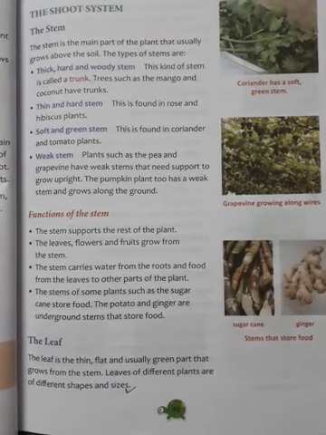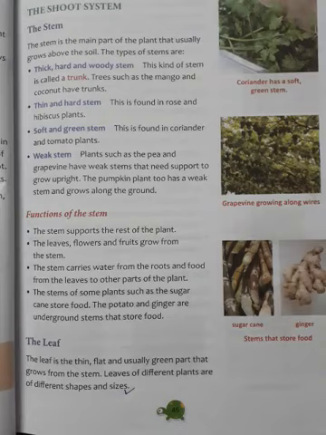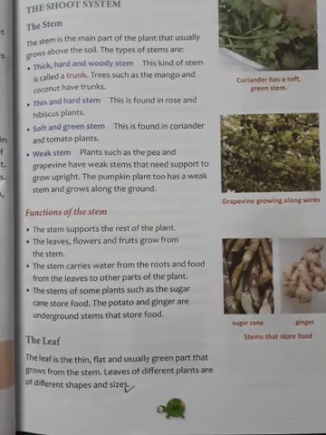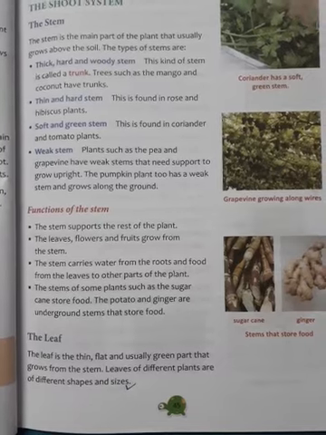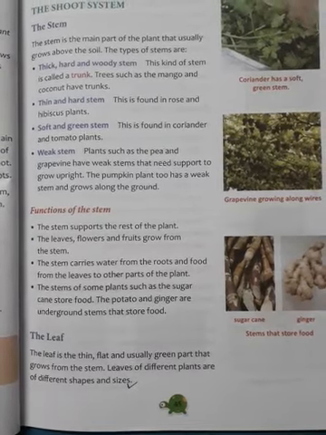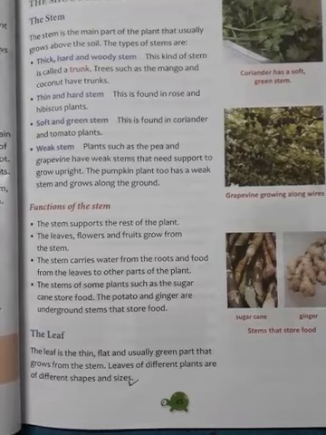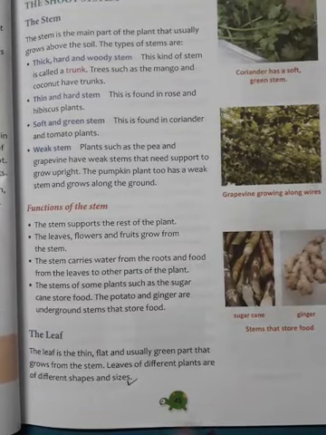So all of you turn to page number 45. Page number 45, the leaf. First we will know what is a leaf. All of us know what a leaf is. The main green part of the plant where the food of the plant is manufactured, that is called the leaf.